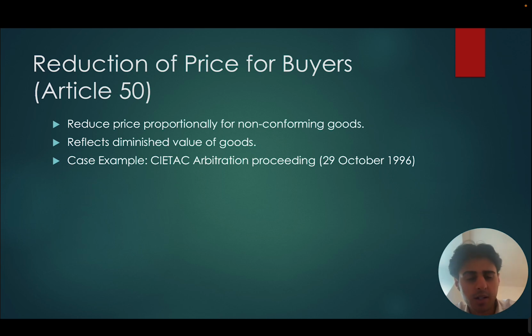A relevant case I could mention here would be the CIETAC arbitration proceeding on October 29, 1996, where the buyer reduced the price due to nonconformity, and the arbitration tribunal supported the buyer's right.